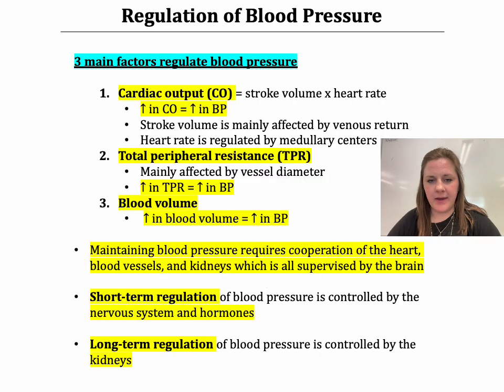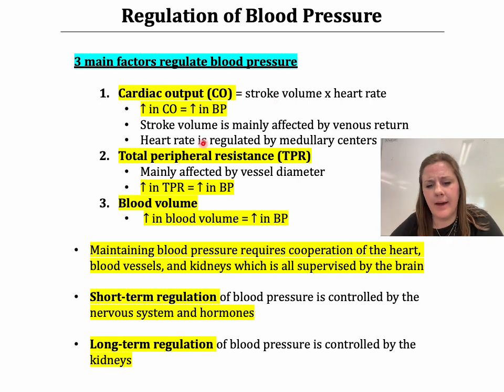So there are 3 main factors that regulate blood pressure. We have cardiac output, total peripheral resistance, and blood volume. And for each of those factors, they have their own factors regulating them. So with cardiac output, we spent some time talking about that in the heart chapter, right? And then we were just talking about total peripheral resistance, how viscosity, blood vessel length, and blood vessel diameter really will impact that, right? So you have to look at each of these 3 factors, but also take into consideration all the other things in the background that are influencing them.